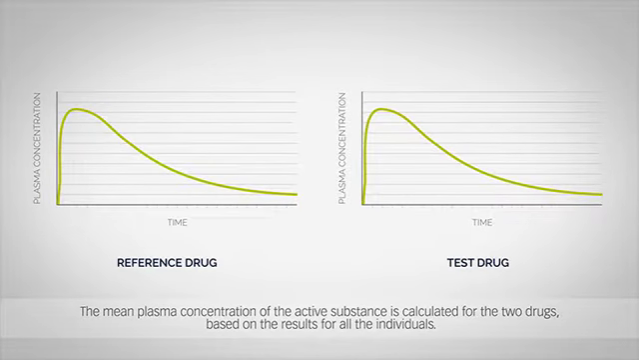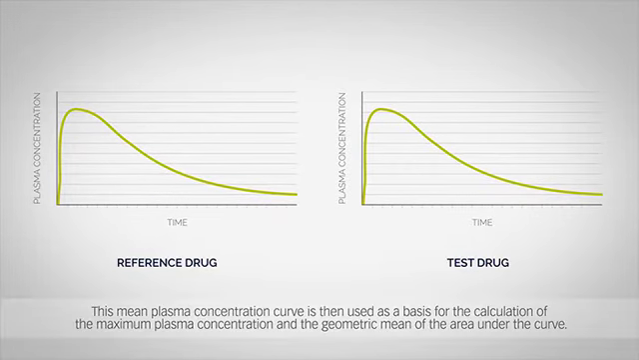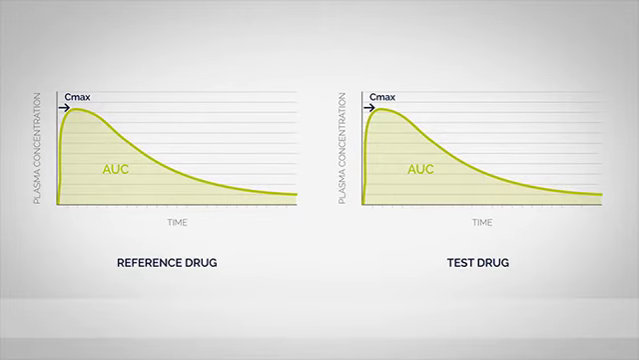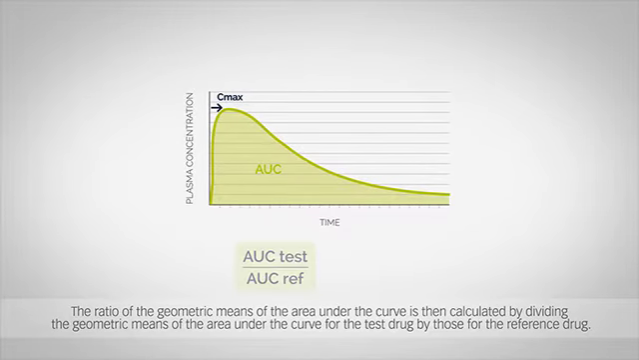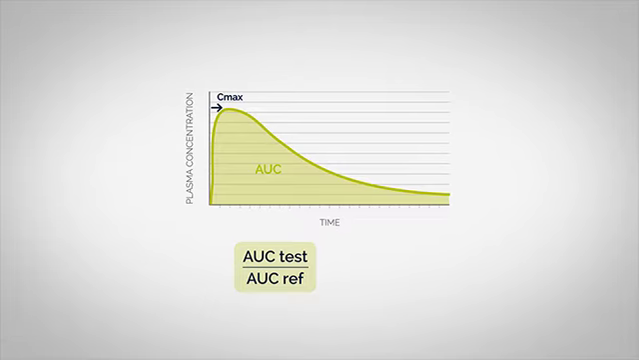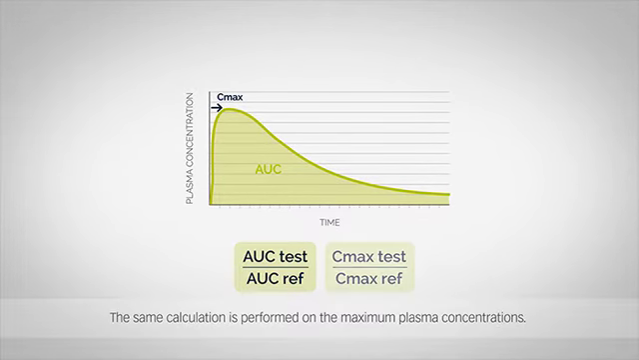The mean plasma concentration of the active substance is calculated for the two drugs, based on the results for all the individuals. This mean plasma concentration curve is then used as a basis for the calculation of the maximum plasma concentration and the geometric mean of the area under the curve. The ratio of the geometric means of the area under the curve is then calculated by dividing the geometric means of the area under the curve for the test drug by those for the reference drug. The same calculation is performed on the maximum plasma concentrations.